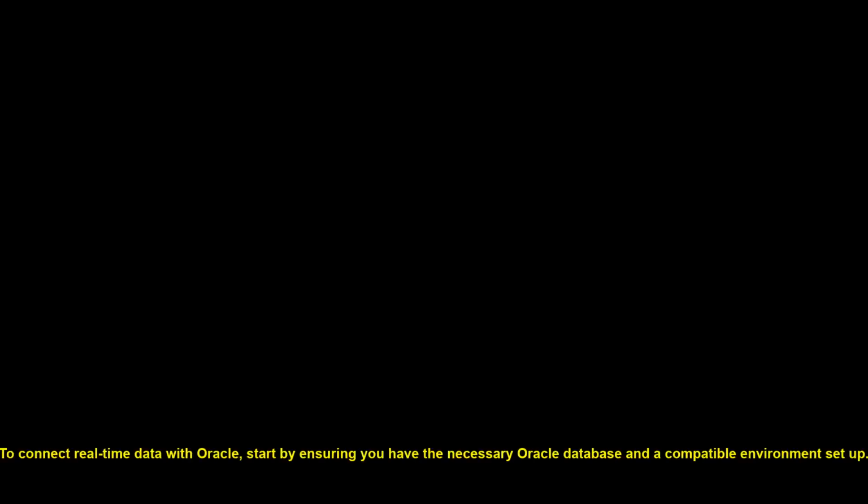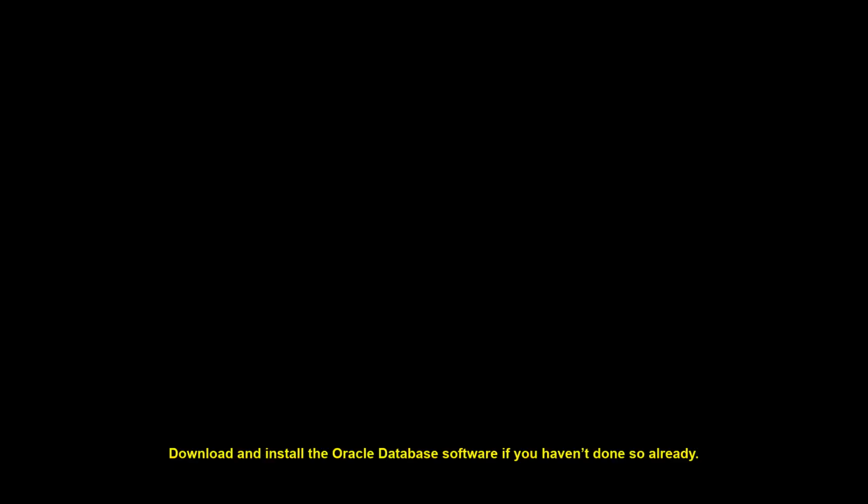To connect real-time data with Oracle, start by ensuring you have the necessary Oracle database and a compatible environment set up. Download and install the Oracle database software if you haven't done so already. Next, verify that your system meets all the hardware and software requirements. Create a new Oracle database using the Database Configuration Assistant or command line interface. Once the database is created, note the connection parameters, including the hostname, port, and service name.